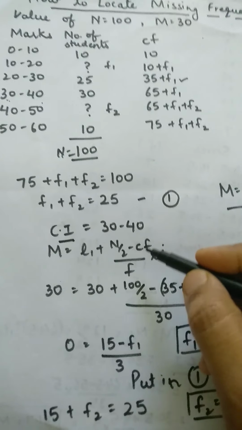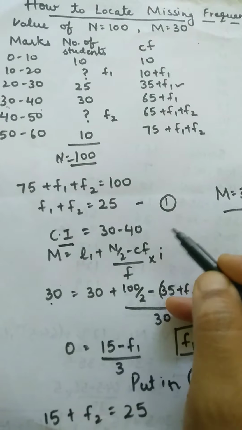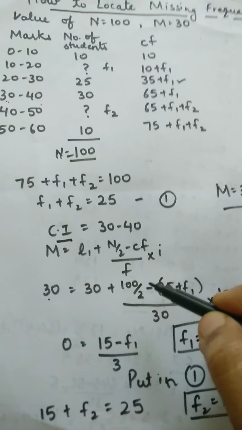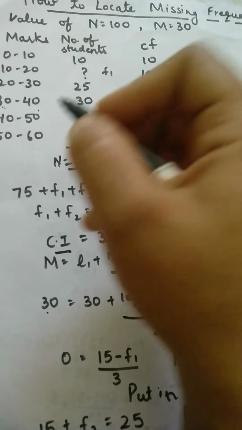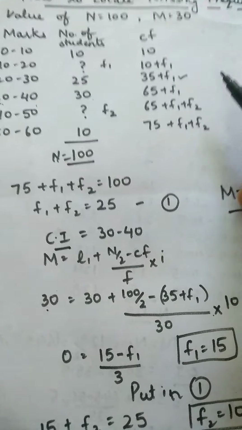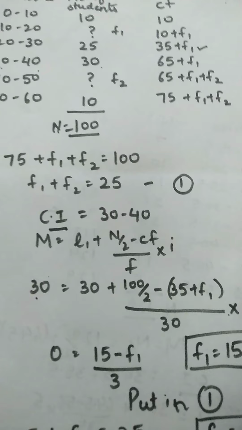We will apply the same formula. The value of median which is given to us, we have substituted. Lower limit is 30. N by 2, the total of N was 100, so 100 by 2, minus the cumulative frequency of the preceding class, which comes out to be this value, divided by f, that is the frequency of the same class, multiplied by i, that is the class size, the common difference. From this we will get the value of F1.